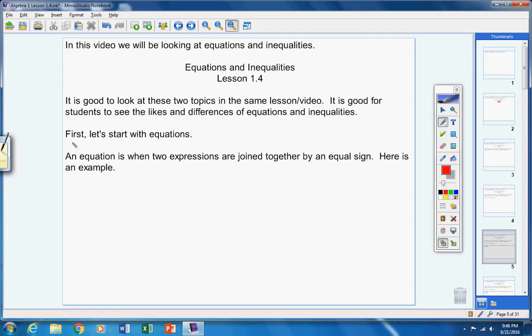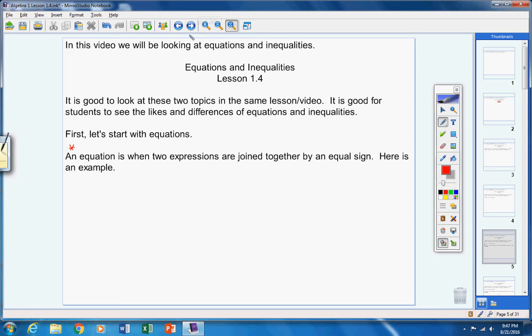Please copy that in your notes. An equation is when two expressions are joined together by an equal sign. And here is an example right here. Please copy this example in your notes.